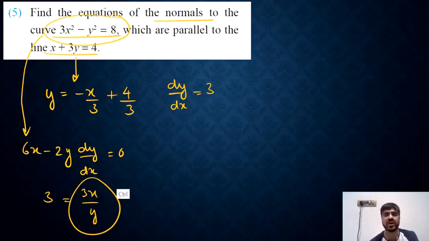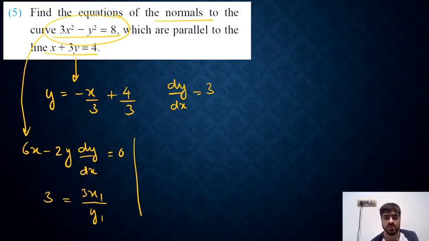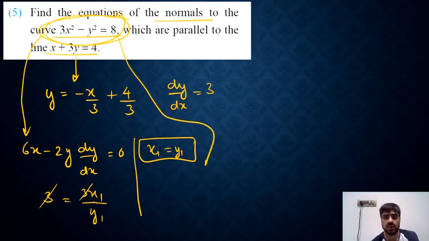So we will put the coordinates of the point here as x1 and y1, and then we will go ahead in this question. So for the required points, 3 gets cancelled, and we have x1 equal to y1. Also the point lies on this curve, so on this curve we are going to put x1 equal to y1. That will give us 3x1 square minus x1 square equal to 8, which makes it 2x1 square equal to 8. So x1 square will be 4, and x1 is going to be equal to plus or minus 2.